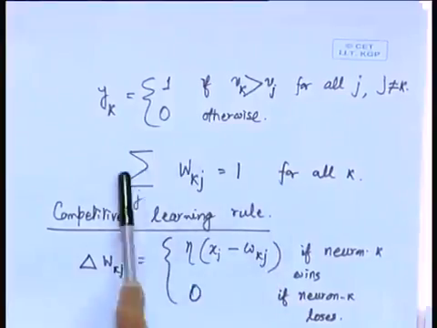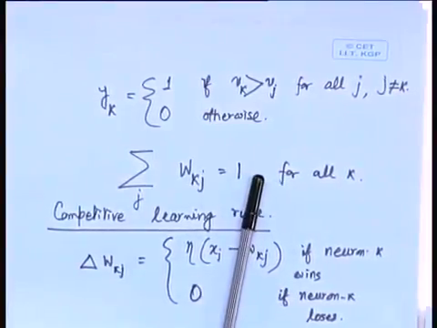So if 6 is the winner, that necessarily means that the summation of W61, 62, 63 and 64 is going to be equal to 1. That means if we decide to increase, let us say, W61 and W64, then to maintain this equation, that is summation of Wkj equal to 1, we will have to reduce some others, so that in total the summation of Wkj is equal to 1. That adjustment we need to do.